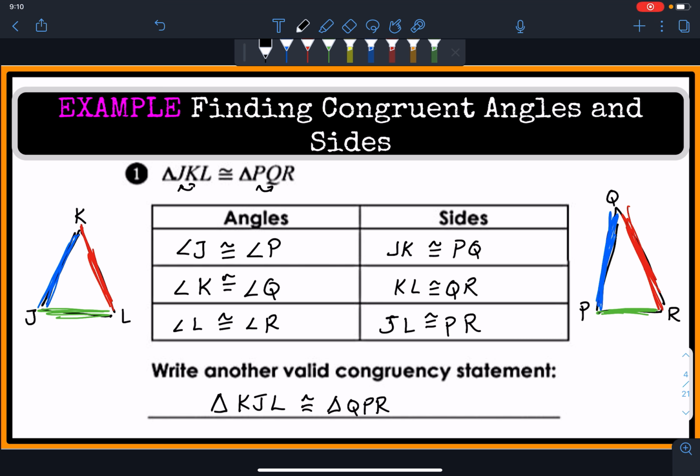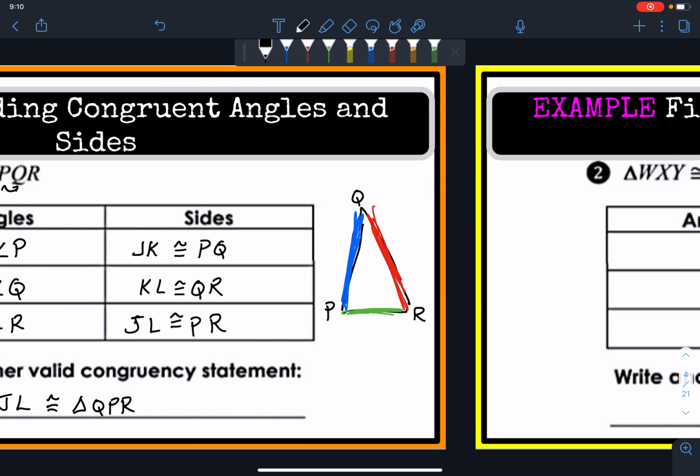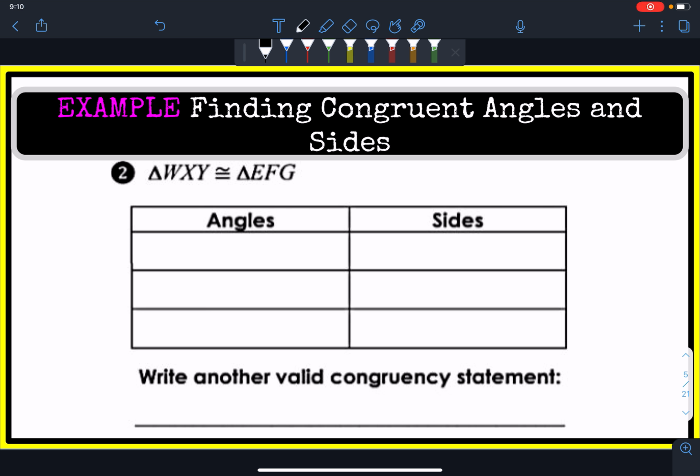So let's look at another example. Okay, so here we have another example. We're finding congruent angles and sides by, again, this idea that corresponding parts of congruent triangles are congruent. So by the name, I know what the corresponding parts are. Angle W corresponds to angle E, angle X corresponds to angle F, and angle Y corresponds to angle G. Side XY corresponds to side EF.